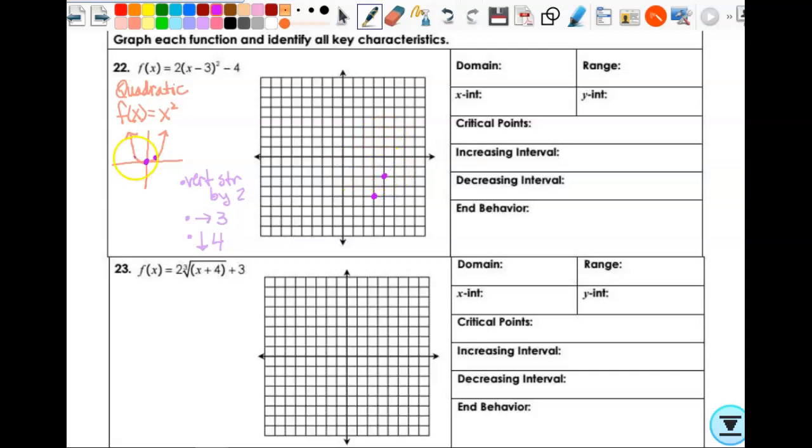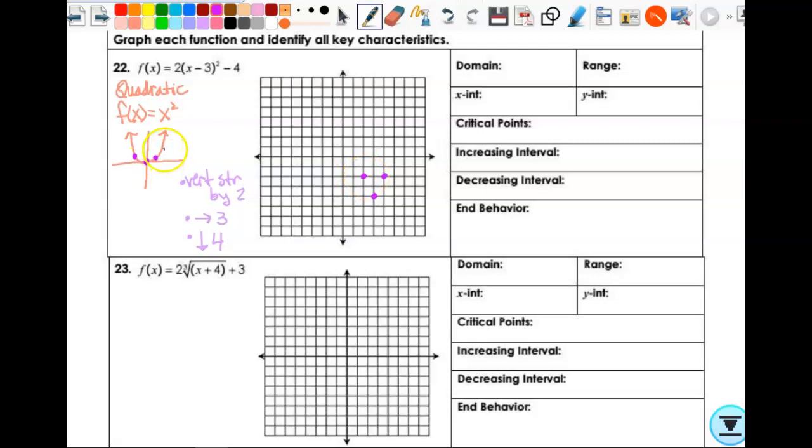Then I'm going to go to negative 1, 1. And then I have a vertical stretch by 2, so my 1 becomes 2. Then I move to the right 1, 2, 3, and I go down 1, 2, 3, 4. That's only 3 of my 5 anchor points.